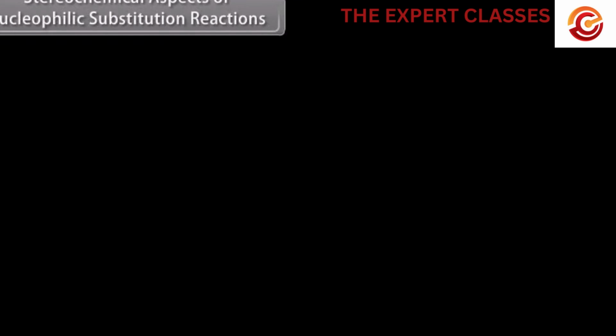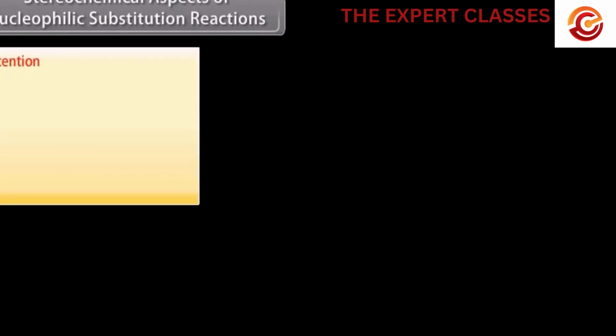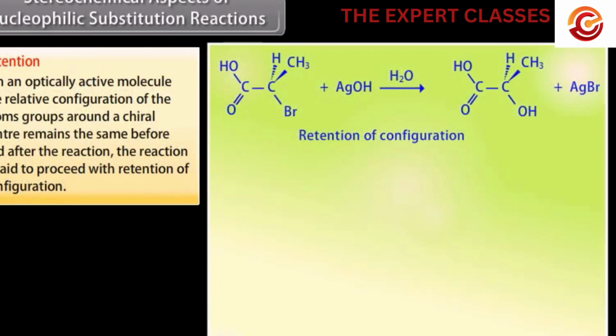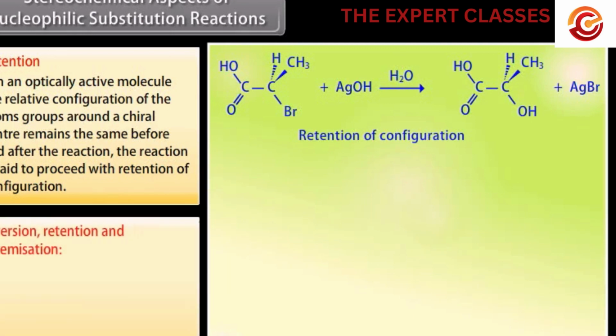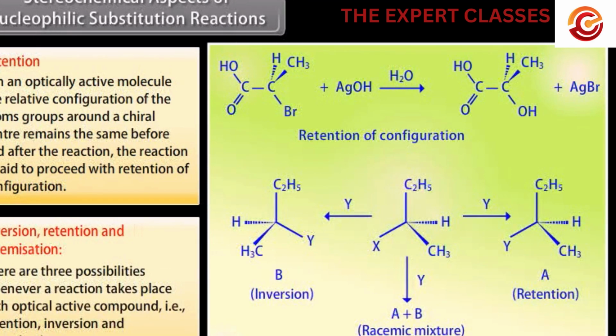Stereochemical aspects of nucleophilic substitution reactions. Retention. If in an optically active molecule, the relative configuration of the atoms or groups around a chiral center remains the same before and after the reaction, the reaction is said to proceed with retention of configuration. Inversion, retention, and racemization. There are three possibilities whenever a reaction takes place with optically active compound, that is, retention, inversion, and racemization.